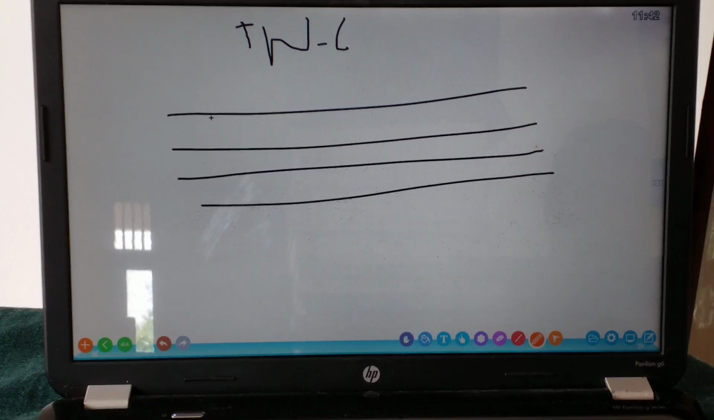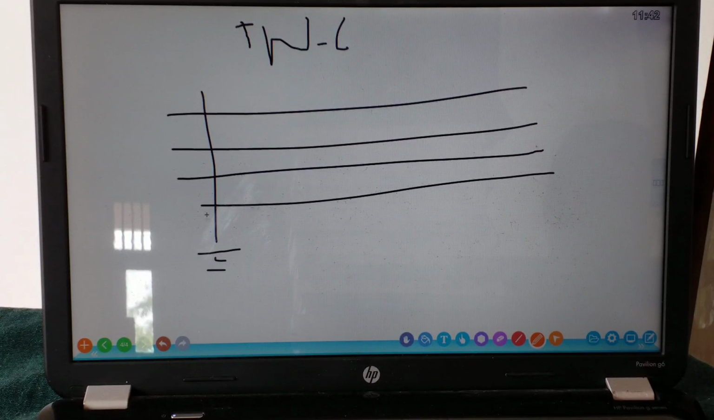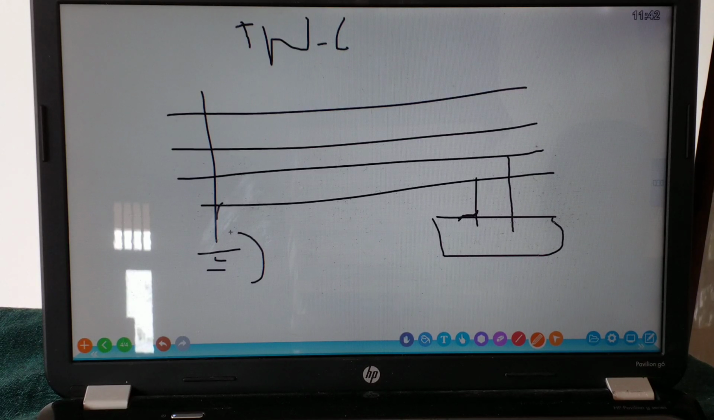Three phases and neutral. Here my transformer, neutral gets earth. Metallic part also earth. Only source in earth. Here not earth. Neutral plus earth coming combined. We call this T and C.